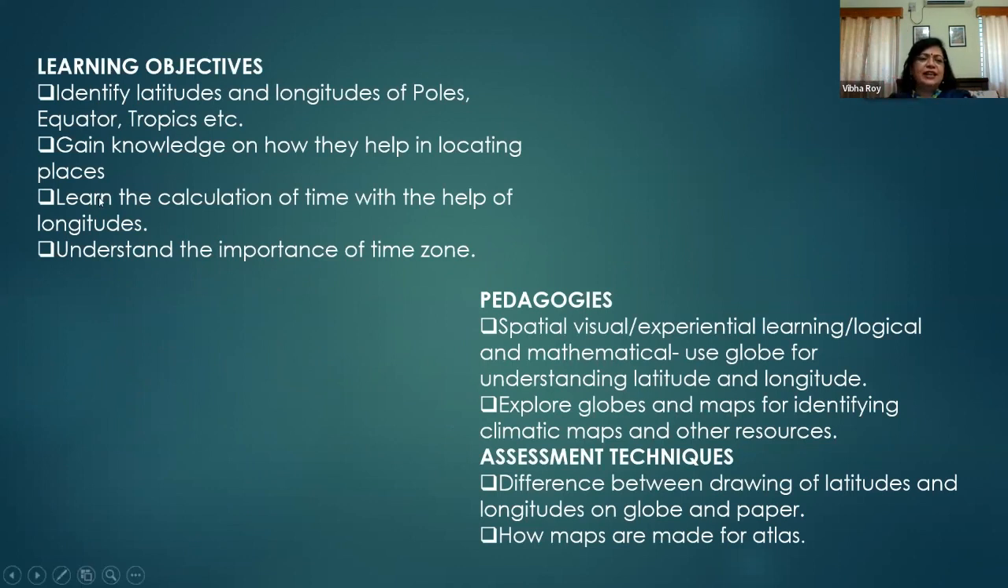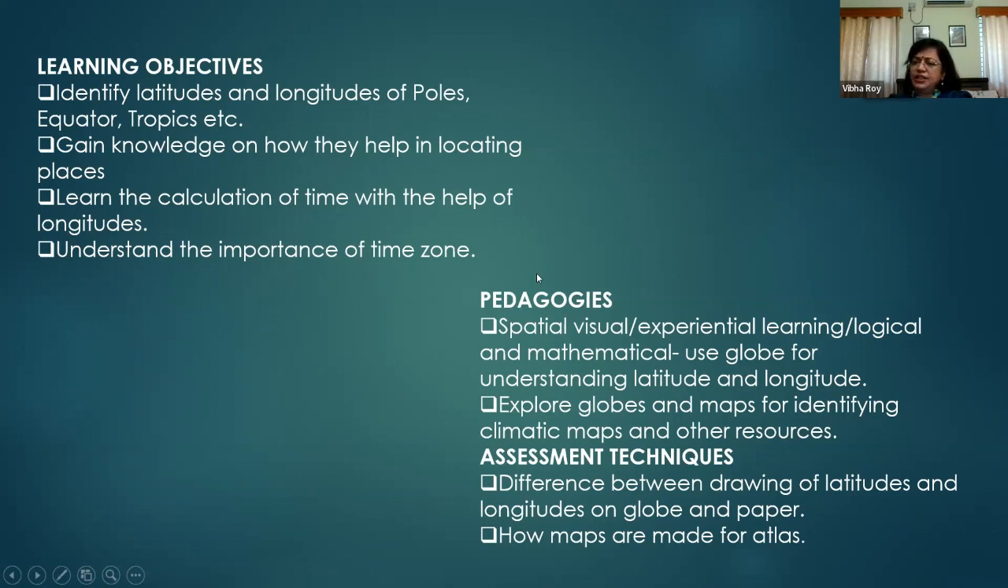So in this lesson, we will be identifying latitudes and longitudes of pole, equator, tropics. And along with that, we will gain knowledge on how they help us in locating places. Yesterday also, I touched upon that. Today, we will see the calculations also. Then we learn to calculate time with the help of latitude. This is a concept which children have to very clearly understand. How is time calculated? And then we will understand the importance of time zones also. Along with that, we are also doing heat zones.